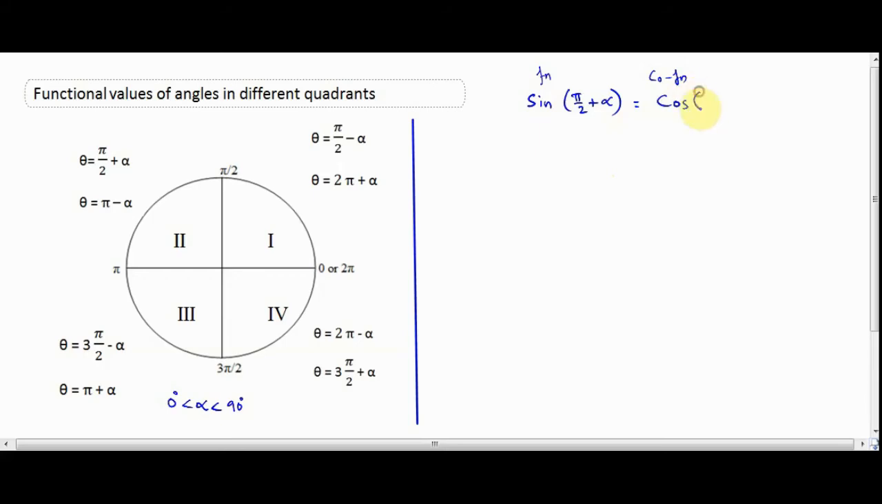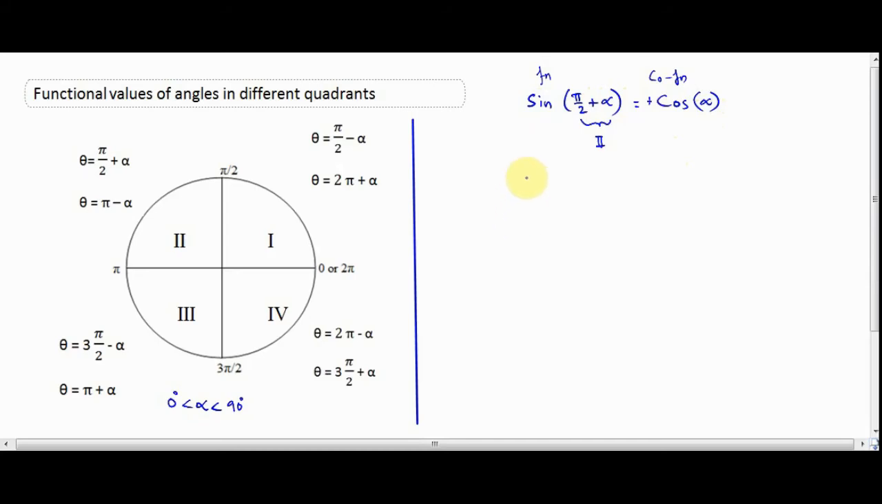Okay. And now the angle pi by 2 plus alpha has to be replaced with alpha. Okay. Then we have to assign a sign which is plus or minus with cos. So that depends upon the positivity or negativity of sine in the quadrant in which this angle belongs. Okay, so this angle is pi by 2 plus alpha. So it belongs to the second quadrant, and in second quadrant sine is positive. Therefore, we have to assign a positive sign here. Okay, so sine of pi by 2 plus alpha will be equal to cos of alpha, where alpha is an angle less than 90 degree.